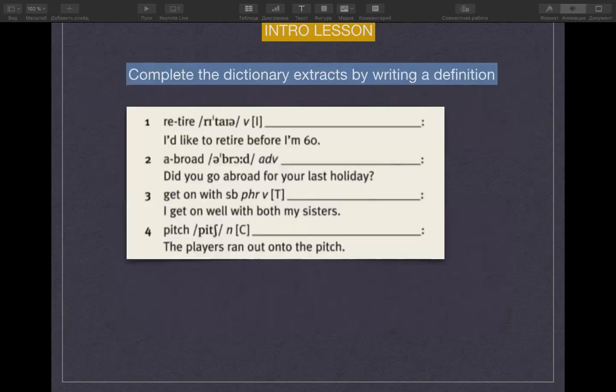Complete the dictionary extracts by writing a definition. Напишите свое определение следующим словам. Retire. So pronunciation retire, it is verb, глагол, retire. I'd like to retire before I'm 60. Abroad. Did you go abroad for your last holiday? Adverb. Get on with somebody. I get on well with both my sisters.